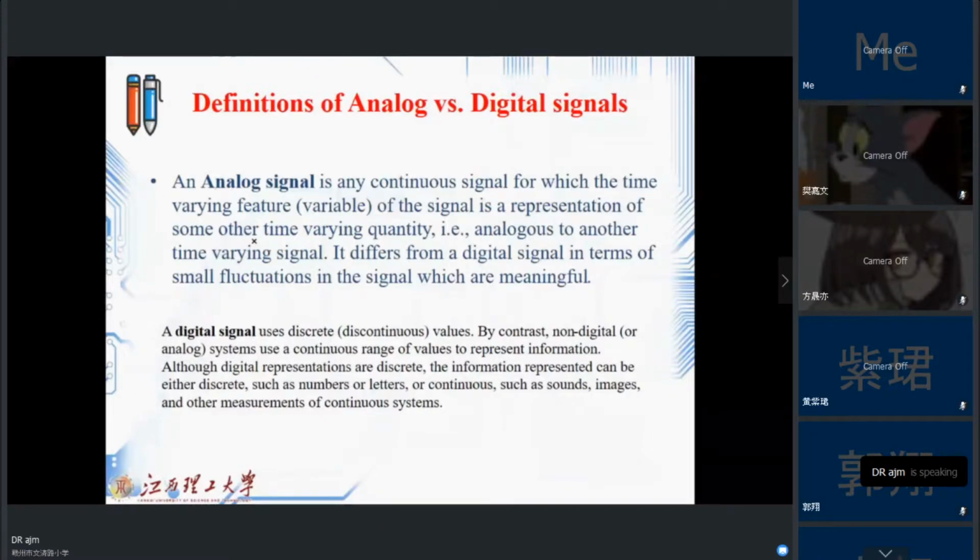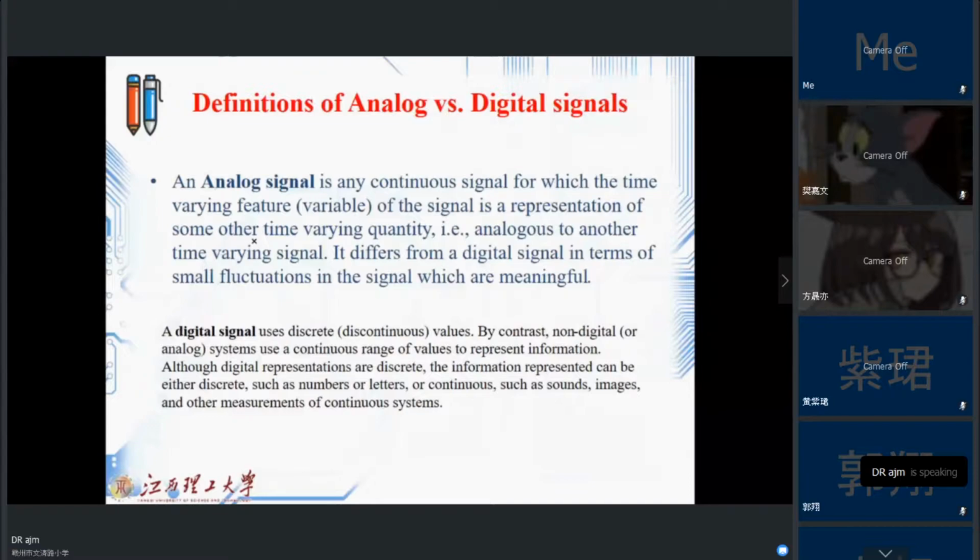This continuous signal is time-varying and is the representation of some other time-varying quantities. It differs from the digital signal in that small fluctuations in the signal are meaningful. It means that just a small change in our signal will create a new analog number that you can work with.